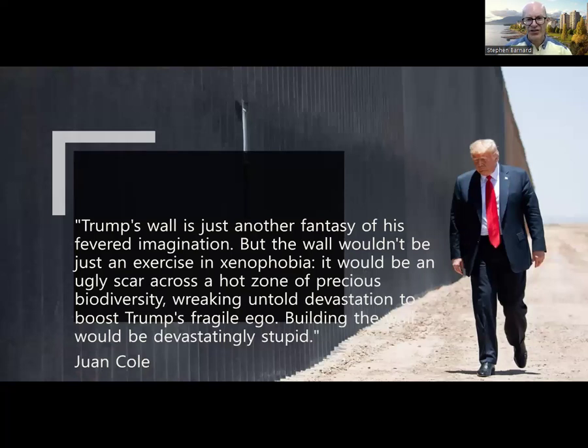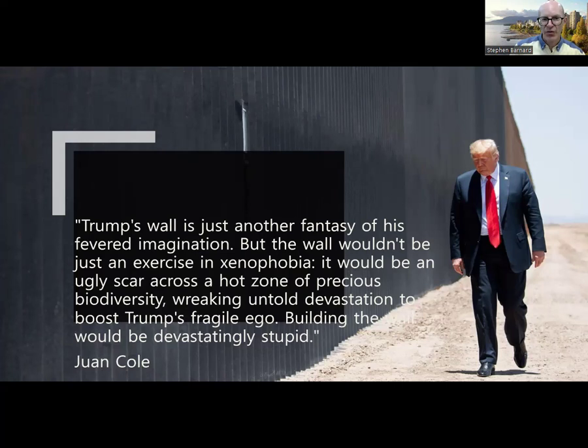Trump's wall is just another fantasy of his fevered imagination. But the wall wouldn't be just an exercise in xenophobia. It would be an ugly scar across a hot zone of precious biodiversity, wreaking untold devastation to boost Trump's fragile ego. Building the wall would be devastatingly stupid.